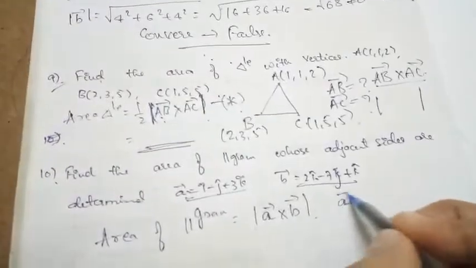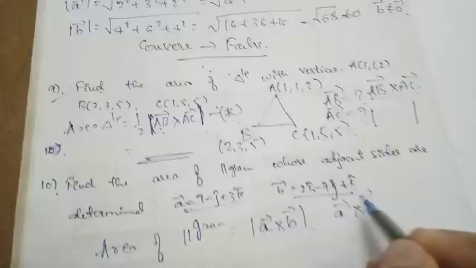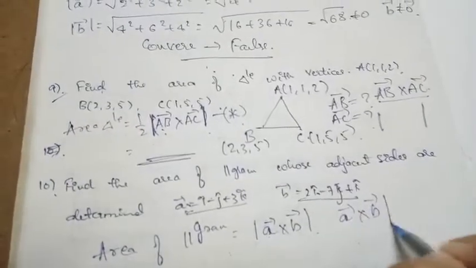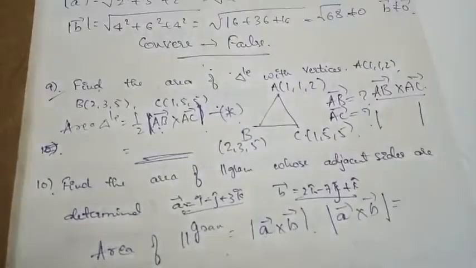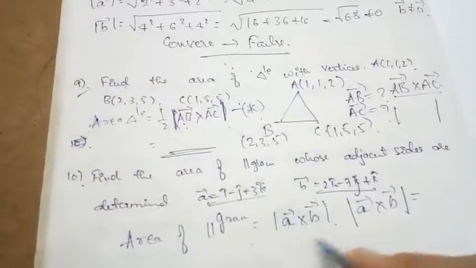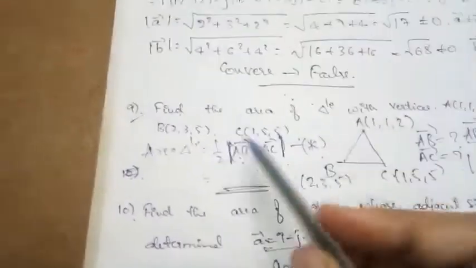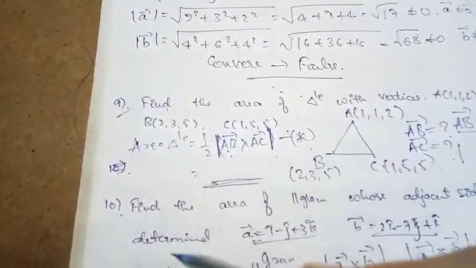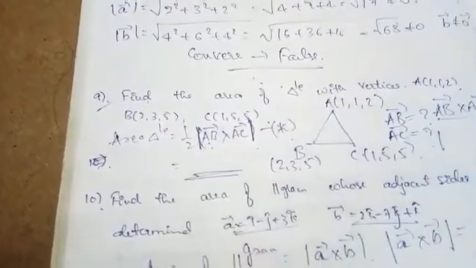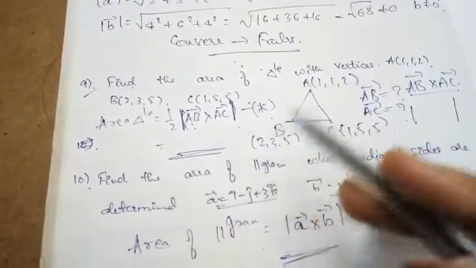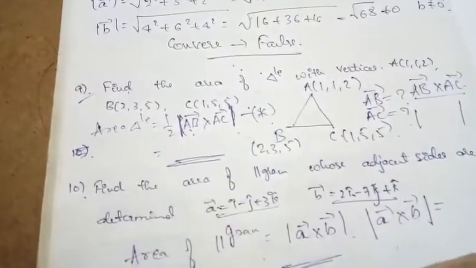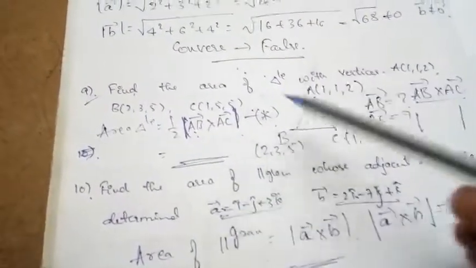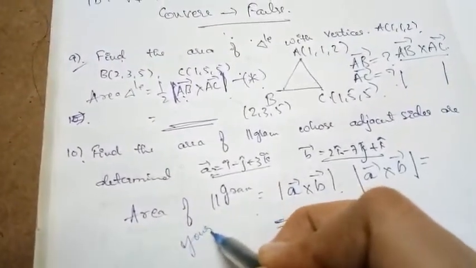So first find vector A cross vector B. After finding vector A cross vector B, take the magnitude of that vector. That itself is the area of a parallelogram. So how to solve this step by step is clearly explained in the previous video. Suppose if you didn't get to solve this one, please go through that video, understand how to solve these questions, and then try to solve 9th and 10th question by yourself.